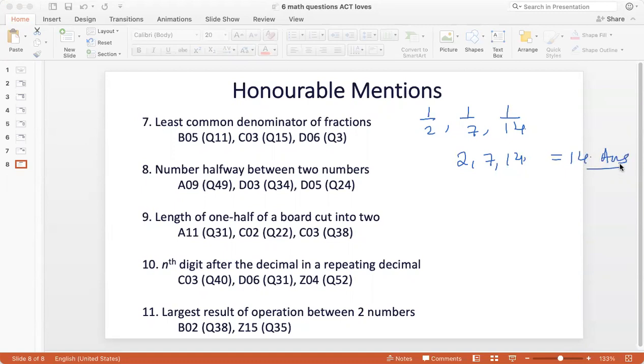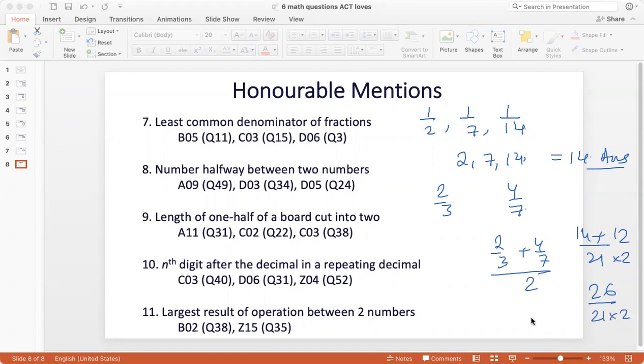The number halfway between two numbers is the other question, which occurred 3 times. So what is the number halfway between 2 by 3 and 4 by 7? This would be the mean of these two, 2 by 3 plus 4 by 7 by 2, which is 14 plus 12 by 21 into 2. So this is 26 by 21 into 2. So that's 13 by 21. So 13 by 21 is halfway between 2 by 3 and 4 by 7.